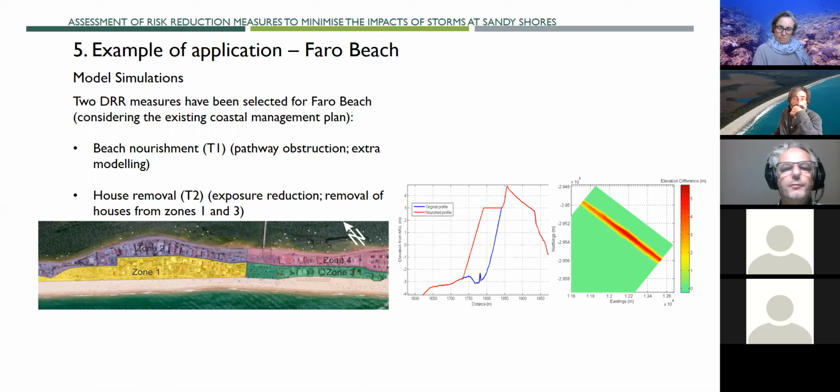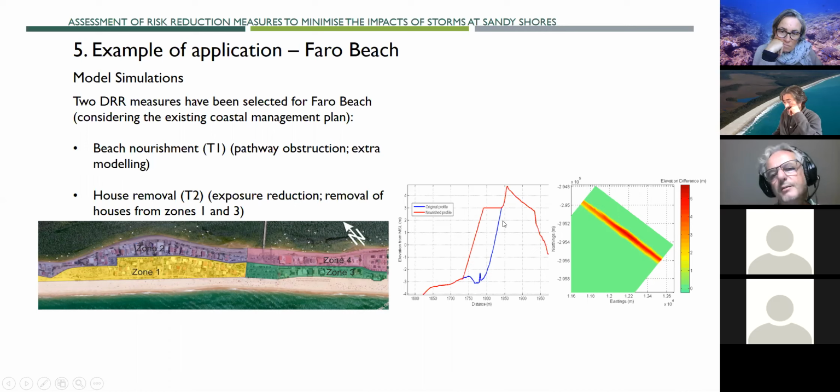The disaster risk reduction measures that we modeled for this area: we modeled current conditions and we modeled disaster risk reduction measures, which we select from the existing coastal management plan. So we decided not to create anything new. We decided to go to the coastal management plan and what was pointed out there, and to test it and to incorporate those. So we had beach nourishment, which is a pathway obstruction measure, which requires immediately extra modeling.